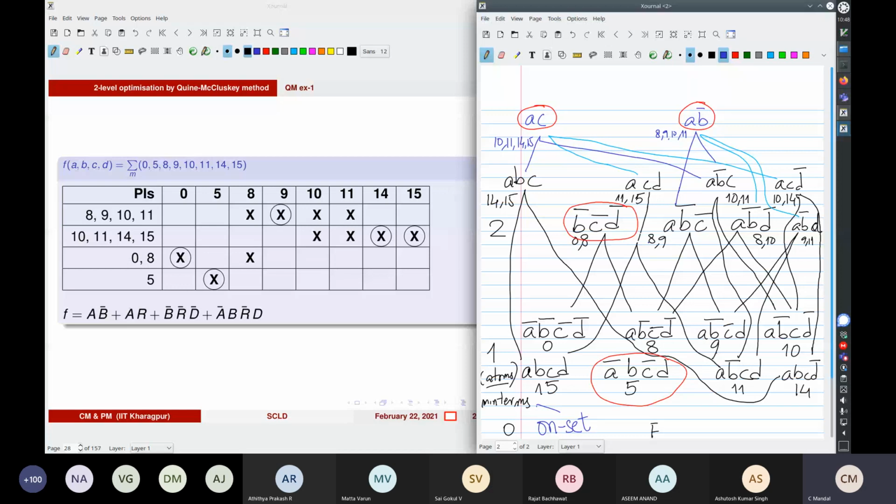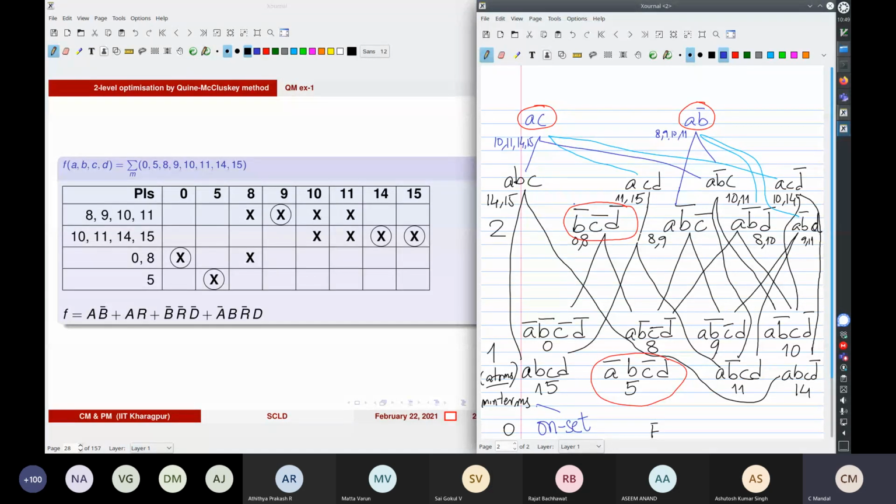I only need to work with the cubes that I haven't been able to retain. All right. So now, these are the prime implicants. All right. These are my prime implicants.